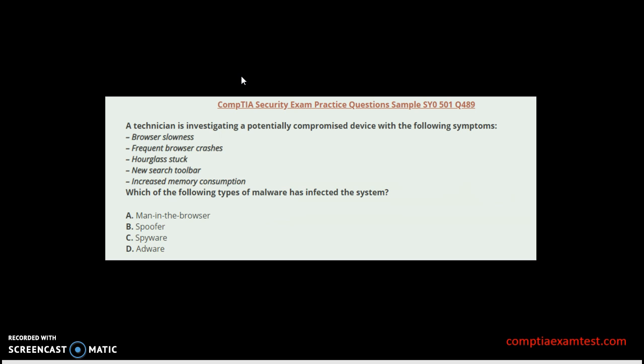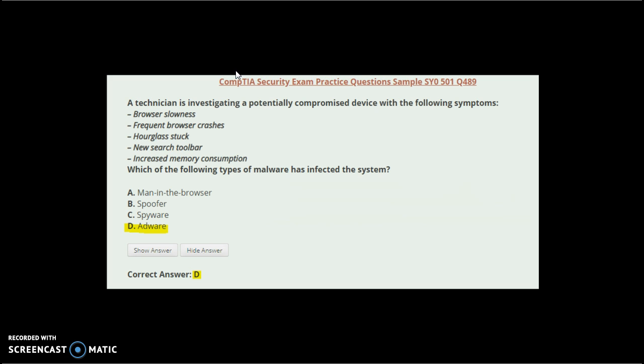A technician is investigating a potentially compromised device with the following symptoms: browser slowness, frequent browser crashes, hourglass stuck, new search toolbar, increased memory consumption. Which of the following types of malware has infected this system? That is adware.